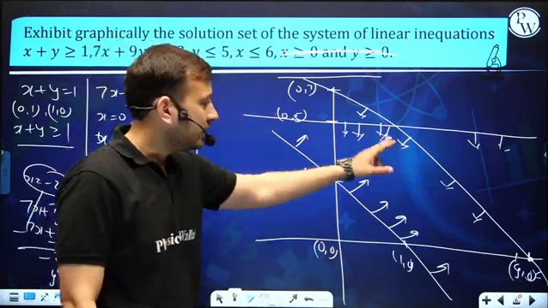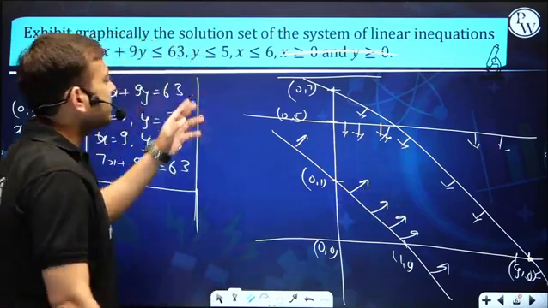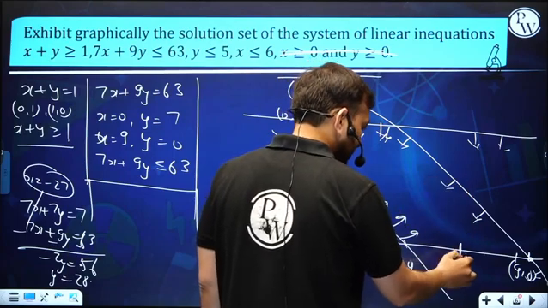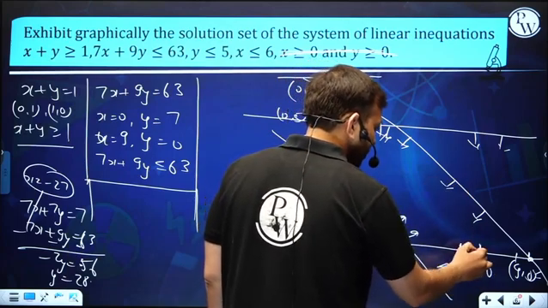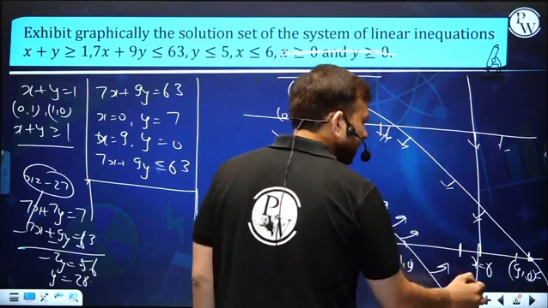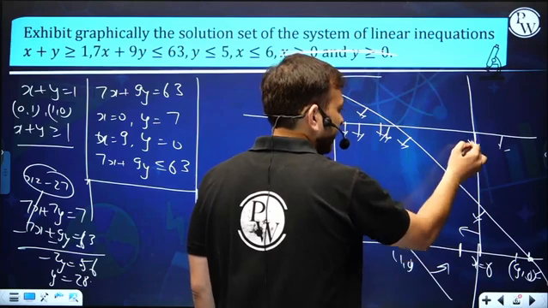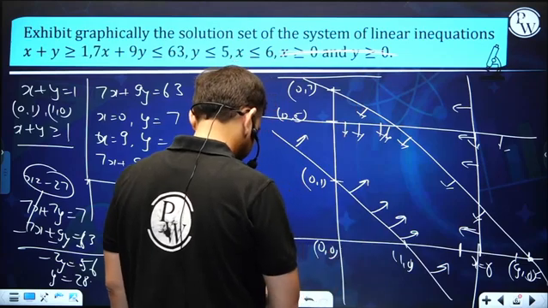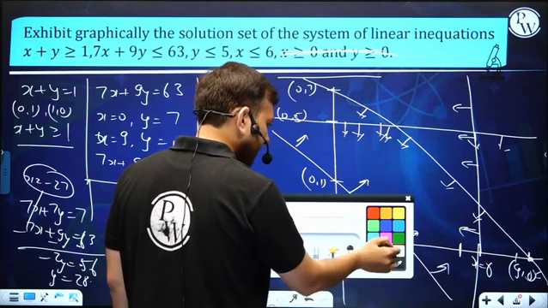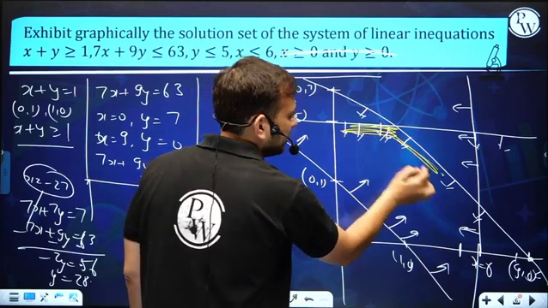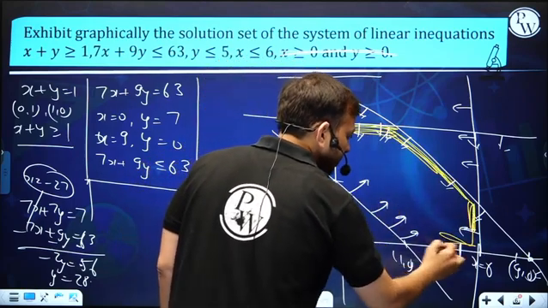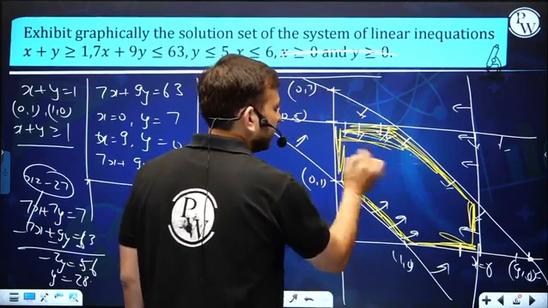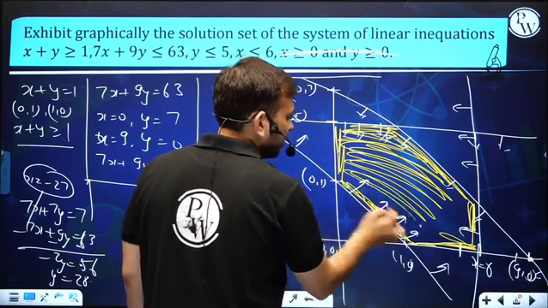right? You can see that this is the common part which is coming. Next is x should be lesser than 6. So somewhere here, x equals 6 will come like this. So obviously that will be this side. So this means this area. You can say this area is the common area which is common to all.